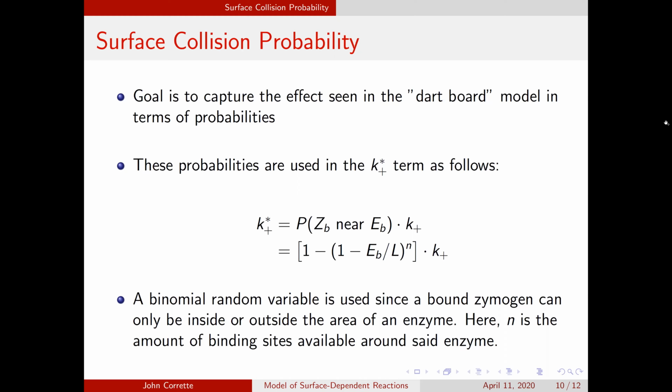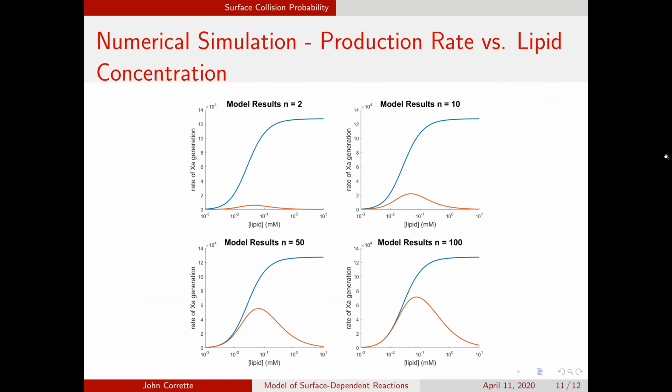To model this, we simulate it by converting our chemical equations to a system of ODEs in MATLAB, and we produce the production rates as we saw earlier in our data. What we have here in blue is the old model where we do not incorporate the probability, and we see a monotonically increasing rate of factor 10A generation. However, for all values of N, we plot a couple here for you to see, we see this optimal value being produced. So our model has actually captured this effect that previous models have not captured before.